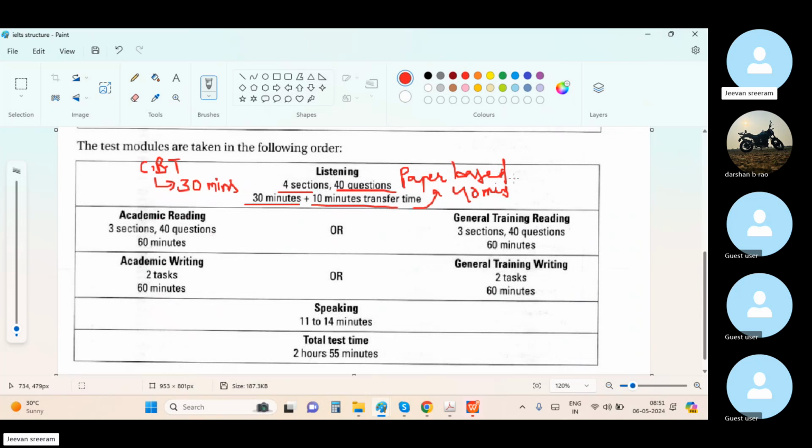On a paper-based test, the order of the modules is writing, listening, reading. Writing for 1 hour. Okay. Listening for 40 minutes because this is a paper-based test. Reading for 1 hour again. How about speaking? Speaking is going to be on a different day or in a different session. It lasts 15 minutes, not more than 15 minutes.